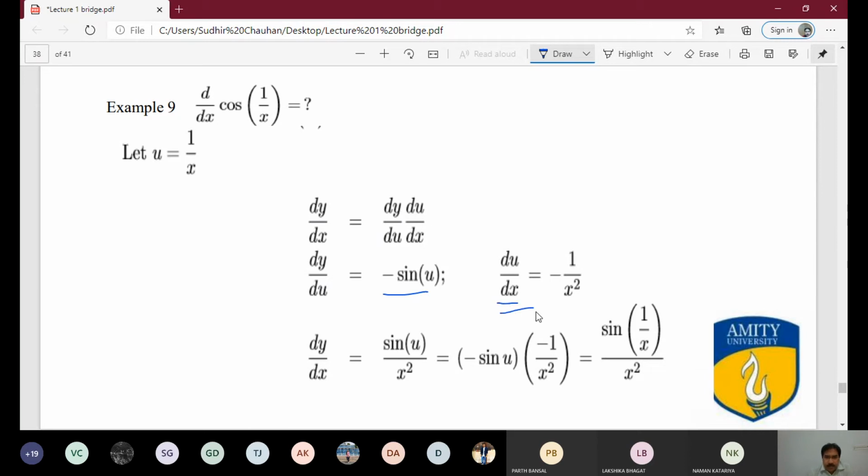So du by dx can be obtained as, u is equal to 1 by x, so its differential is minus 1 by x square. So now we can put from here, its value is sine u upon x square, and we have minus sine 2 times, so it is minus minus plus. So its value is sine 1 by x upon x square.